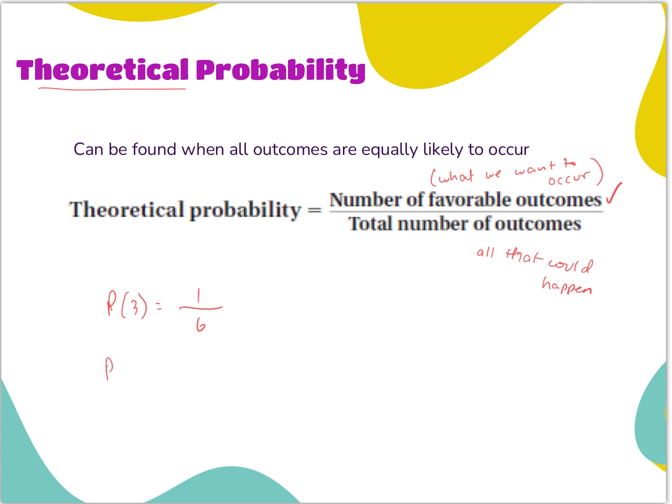If I say, what is the probability of getting an odd number on a dice? Well, here's my outcomes, right? 1, 3, and 5 are all odd. So there's 3 possibilities of getting an odd number out of 6 total outcomes. So that's a half or 0.5 or 50%. That's my probability of getting an odd number.